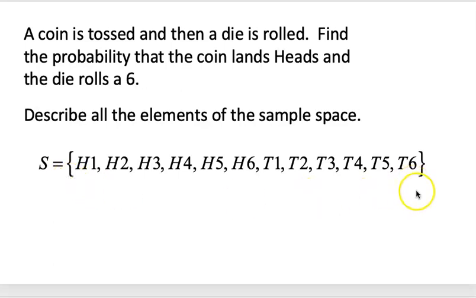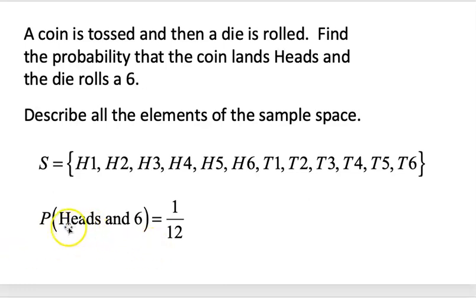Our question asks, what's the probability we get heads and 6? Heads and 6 is right here, one possibility out of how many total? One possibility out of 12. So we're able to do that just listing all of the elements in the sample space, but also recognize that there are two separate experiments here. Flip a coin, roll a die.